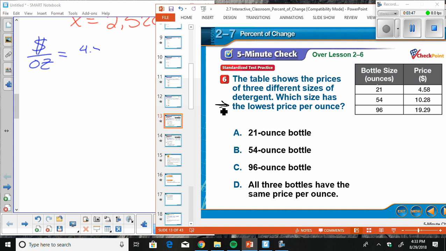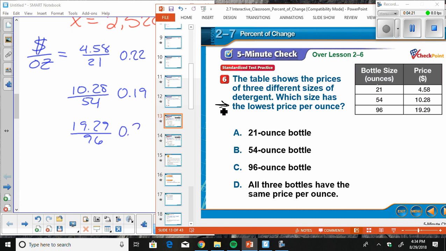It's going to be 458 divided by 21. It's going to be 1028 divided by 54. It's going to be 1929 divided by 96. And that's simply calculator work. 458 divided by 21. This will be 22 cents. 1028 divided by 54. This will be 19 cents. 1929 divided by 96. This will be 20 cents.